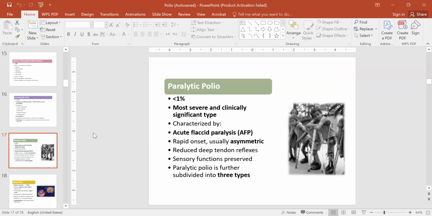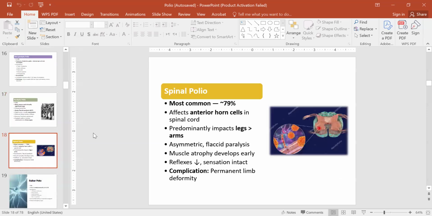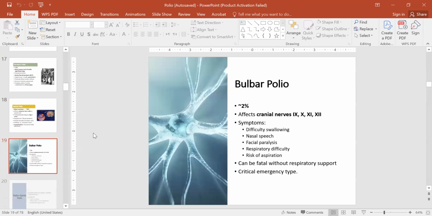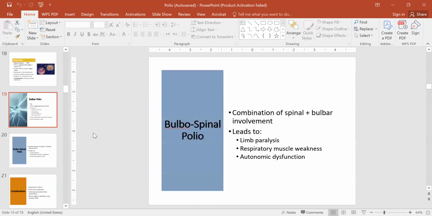Then comes the fourth category, paralytic polio, that accounts for less than 1% of the cases of polio. It's the most severe and clinically significant type, and it's characterized by acute flaccid paralysis, AFP. Its onset is rapid. Usually, it's asymmetric. Deep tendon reflexes are reduced. Sensory functions are intact. Paralytic polio is then further subdivided into three types. First one is the spinal polio, second will be bulbar, and third will be bulbospinal.